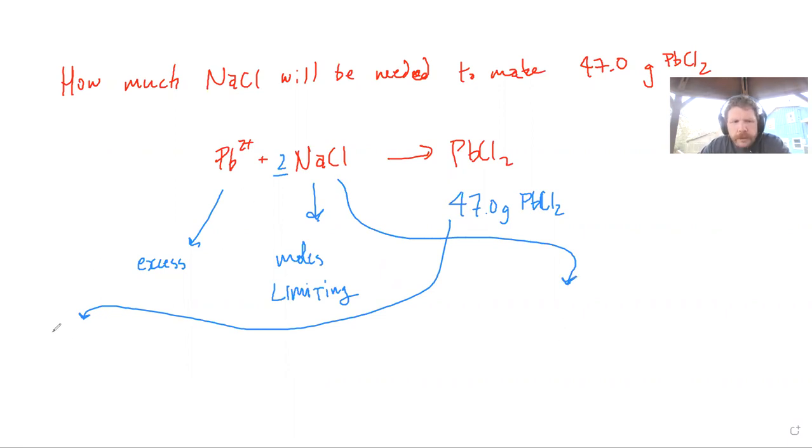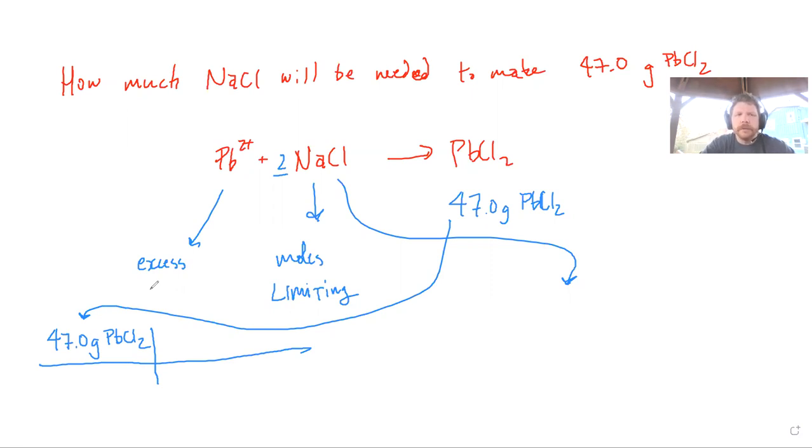So I'm going to set this up as 47.0 grams of PbCl2. We have 47 grams of lead chloride. Now, the first thing we need to do is convert this into moles. So how do we do that?